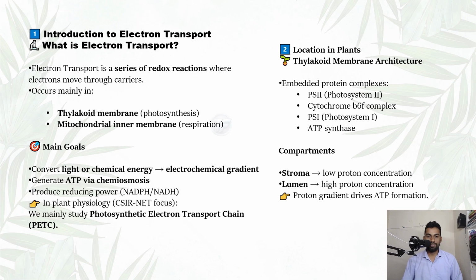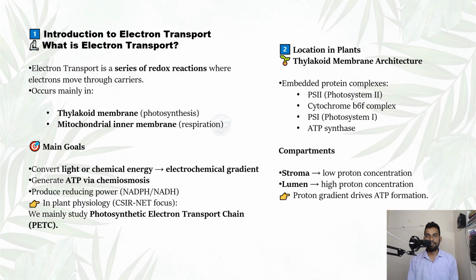Introduction to electron transport. What is electron transport? Electron transport is a series of redox reactions where electrons move through carriers, occurring mainly in the thylakoid membrane and the mitochondrial inner membrane. So I told you ETC happens in mitochondria as well as in thylakoid. Main goals: convert light or chemical energy to an electrochemical gradient. So we are forming a proton gradient here, H plus ions. Generate ATP via chemiosmosis. On one side protons are increasing, and these protons go outside with the pressure. So chemiosmosis happens here. By this ETC, NADP gets reduced by protons, so NADPH and NADH get formed.